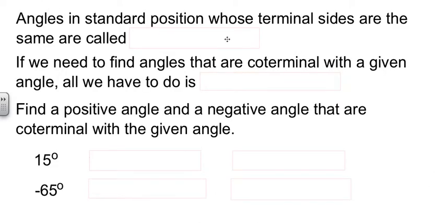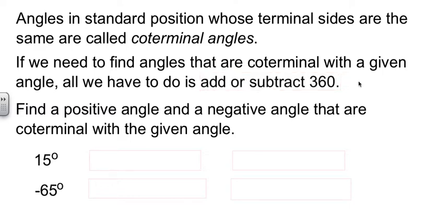Now, if we have two angles in standard position and their terminal sides are in the same place, we call those coterminal angles. And they're going to ask us to find some angles that are coterminal with given angles. All we have to do is either add or subtract 360. 360, of course, because it's one lap around the circle. You could also do 720, 2 laps around the circle, or 1080, 3 laps around the circle, but let's keep it simple and just work with 360.